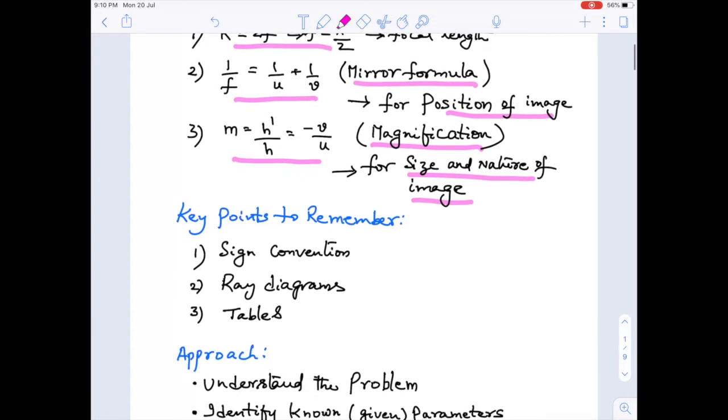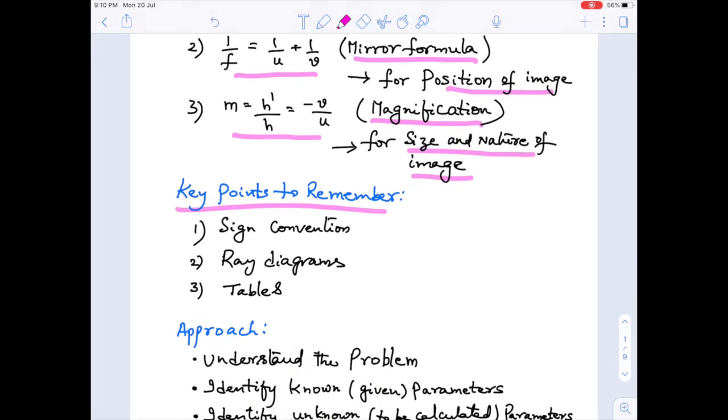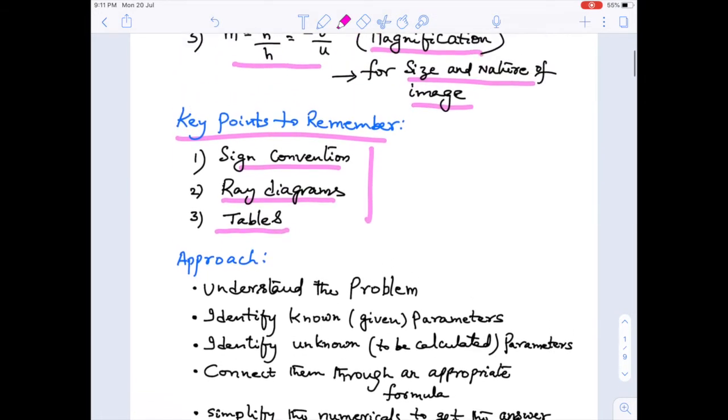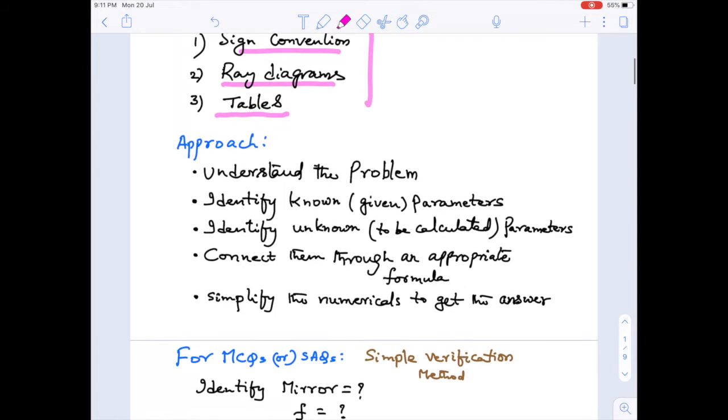Now, another important aspect is there are a few key points to remember in order to solve these problems. Number one, sign convention. On this I made a specific video, you can watch it. In order to use these u, v, f values, we need to know the sign convention. And then the ray diagrams to understand the position of the image, where exactly the image forms, either in the case of concave mirror or convex mirror. All those values are tabulated and discussed in detail in my previous videos, and we need to remember all these points which we have to use in solving problems. I am sure after this session you will find solving problems easy.